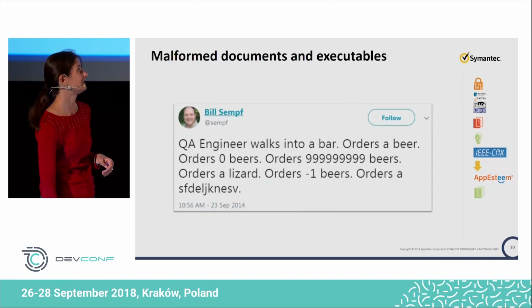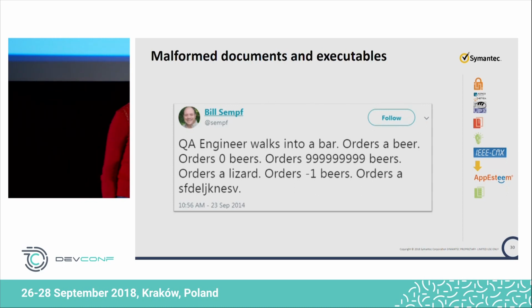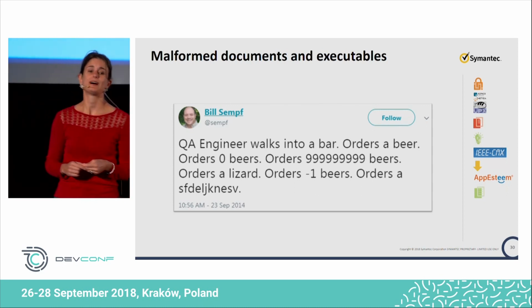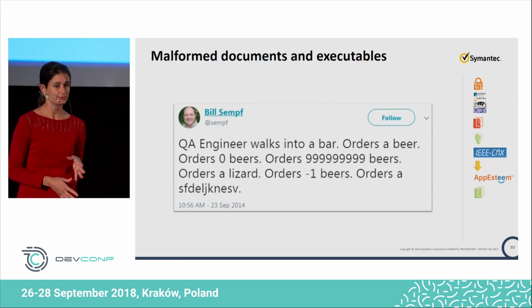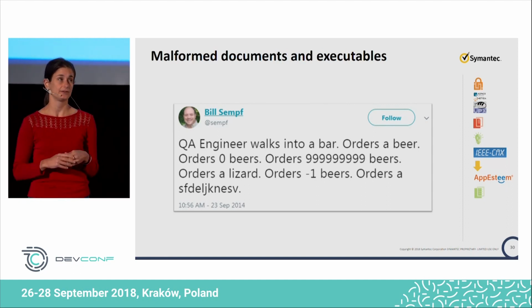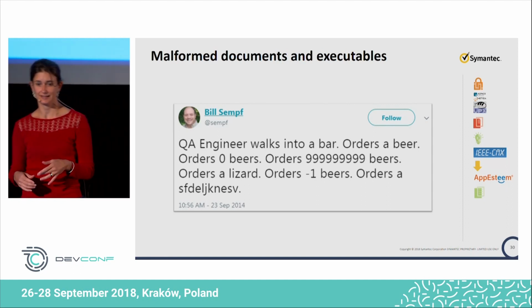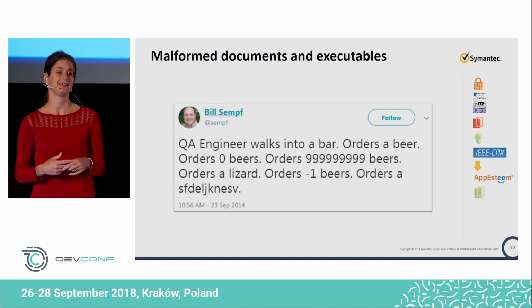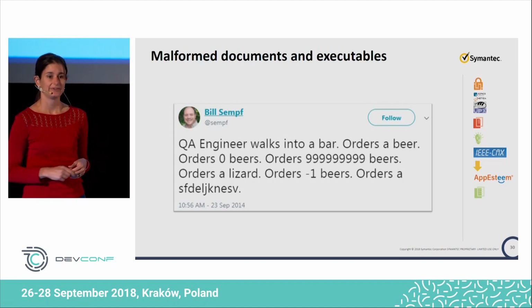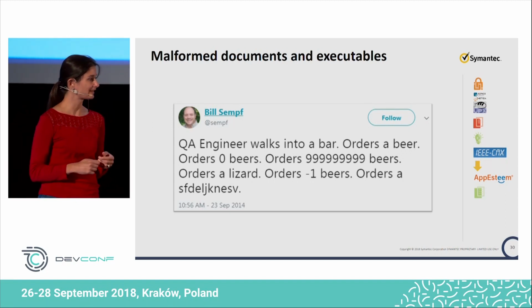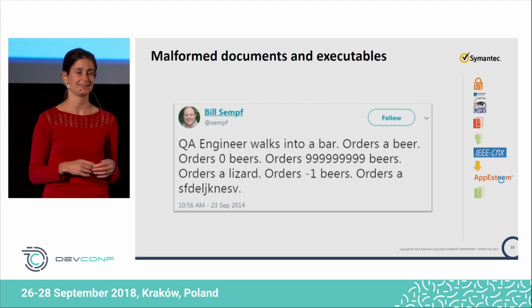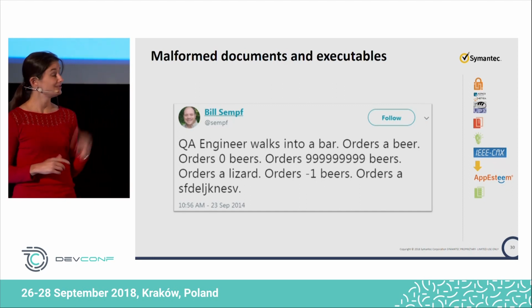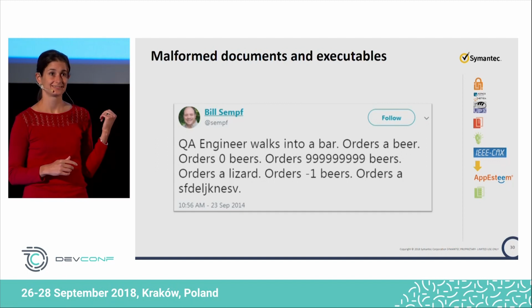Here's a joke I like by Bill Zempf. A QA engineer walks into a bar, orders a beer, orders 0 beers, orders 999,999,999 beers, orders a lizard, orders -1 beers. I like this joke because I started in QA.